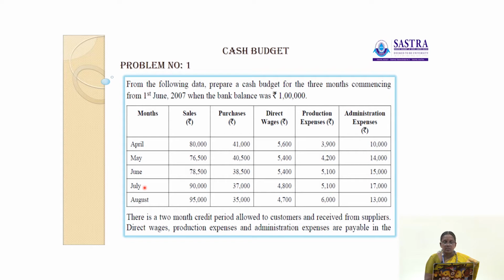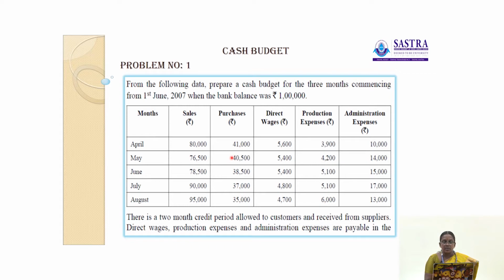Here 5 months are given: April, May, June, July, August. In the month of April, the sales value is rupees 80,000, purchases 41,000, direct wages 5,600, production expenses 3,900, administration expenses 10,000. So in April: sales 80,000, purchases 41,000, direct wages 5,600, production expenses 3,900, administration expenses 10,000.